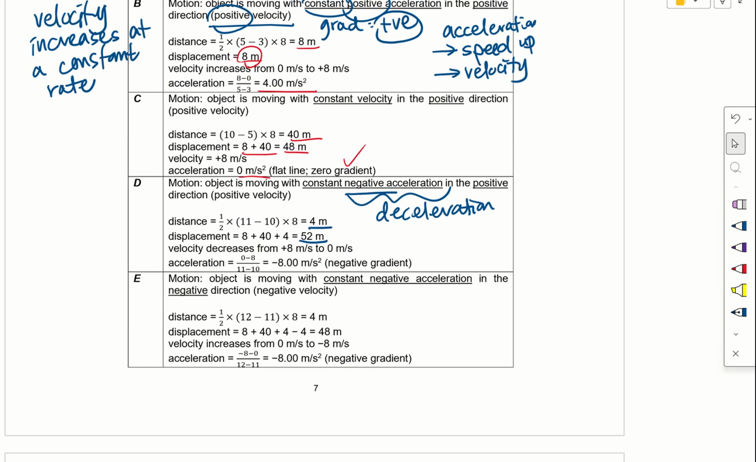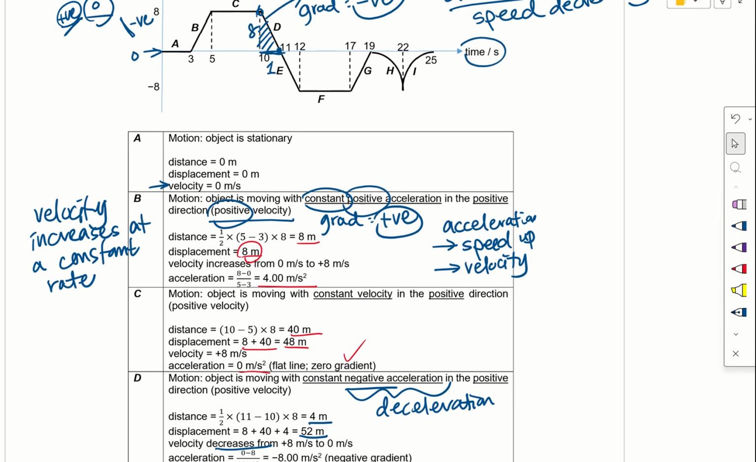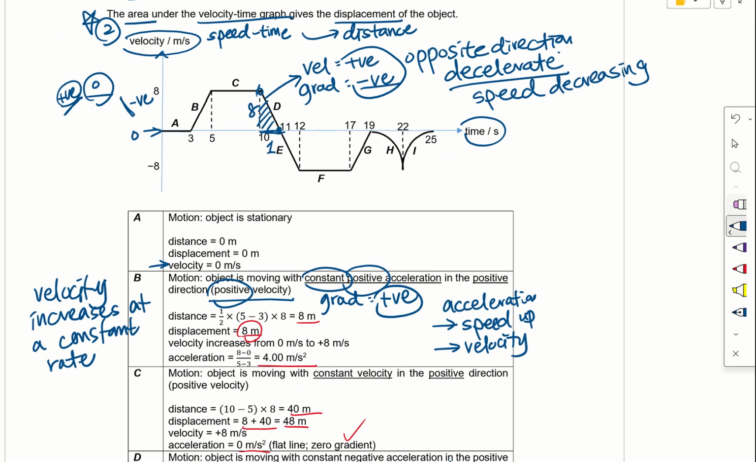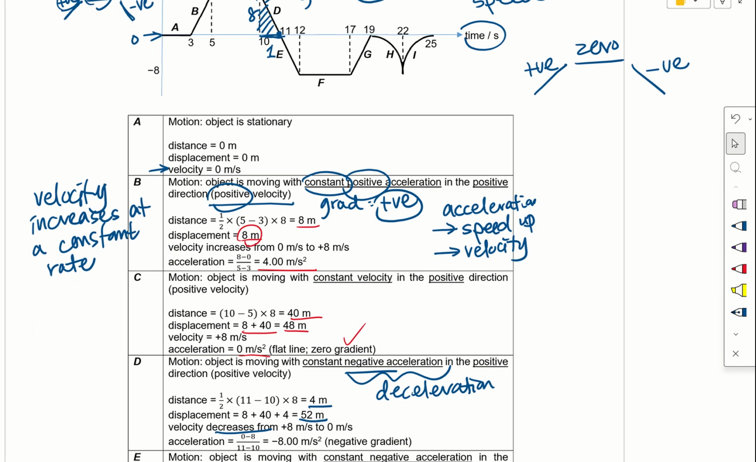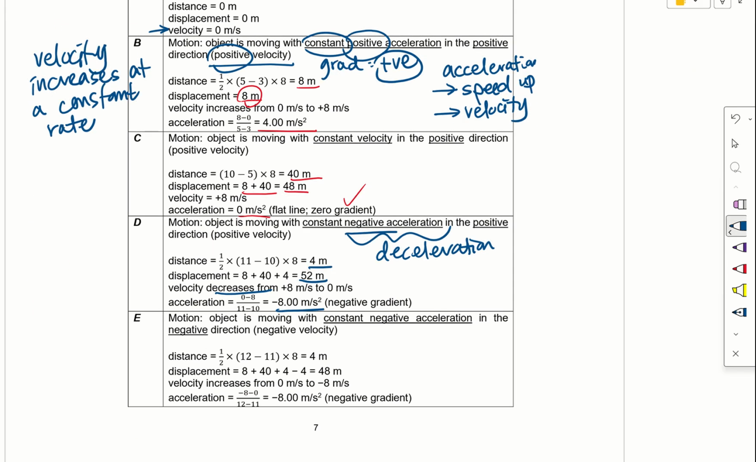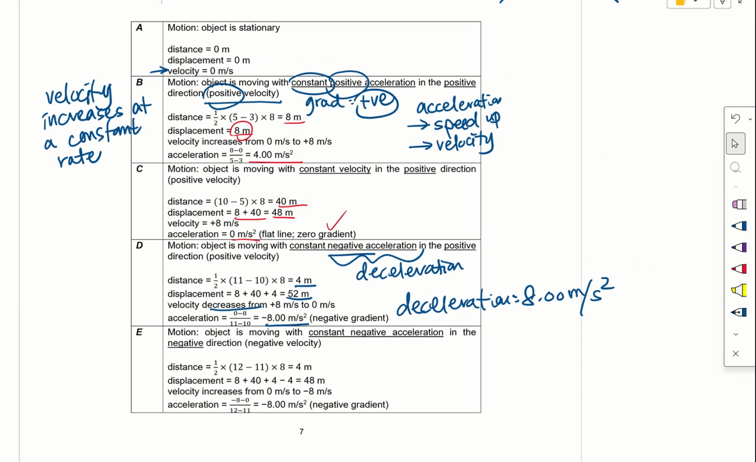And in this part, velocity decreases from positive 8 to 0, okay? And you are able to calculate the acceleration. Take note, the gradient is negative, right? This is positive gradient. I'm repeating this. This is 0 gradient, and this is negative gradient. So the acceleration is minus 8 meters per second squared, or we can say that the deceleration is 8 meters per second squared. For deceleration, there is no negative deceleration.